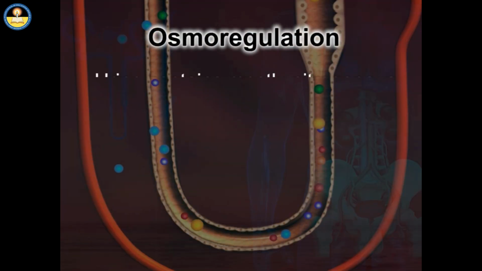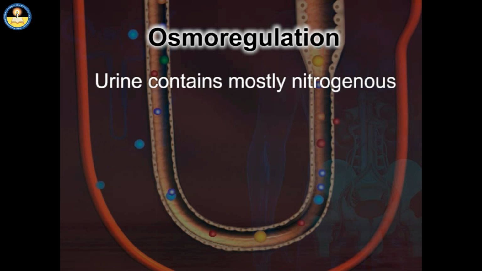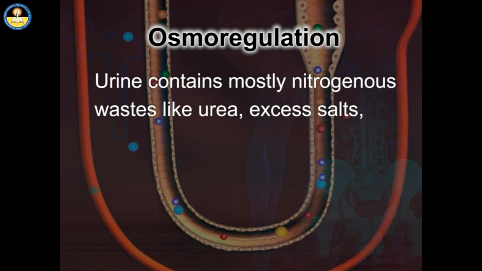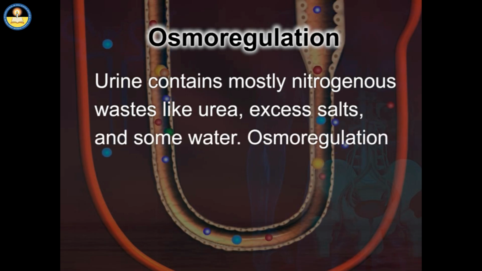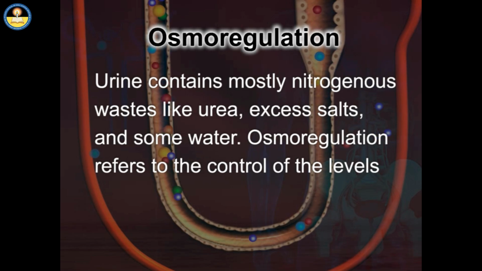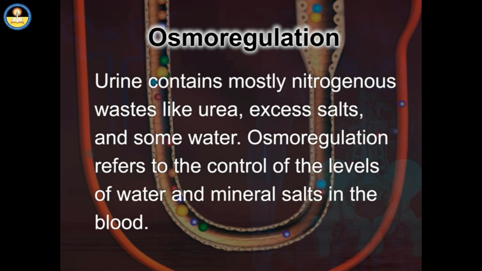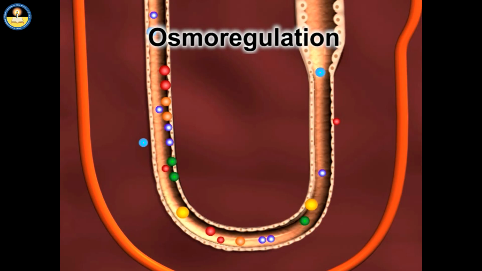Osmoregulation. Urine contains mostly nitrogenous waste like urea, excess salts, and some water. Osmoregulation refers to the control of the levels of water and mineral salts in the blood. So this way, the kidneys function to maintain the blood volume and pressure.